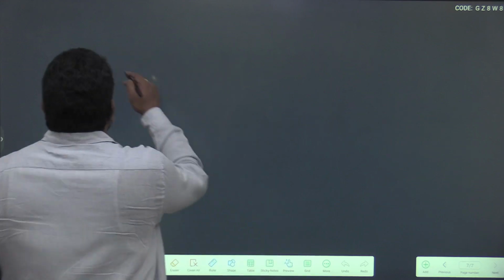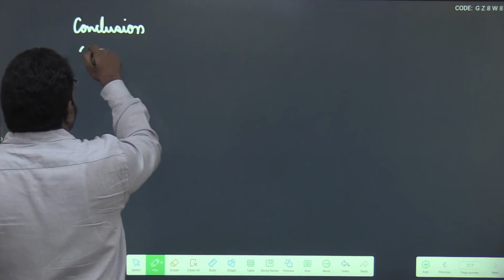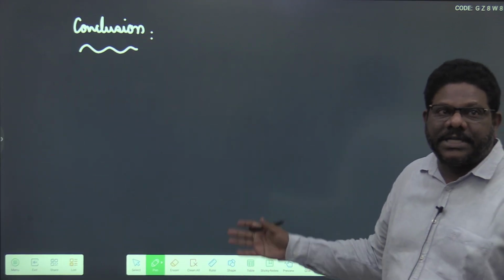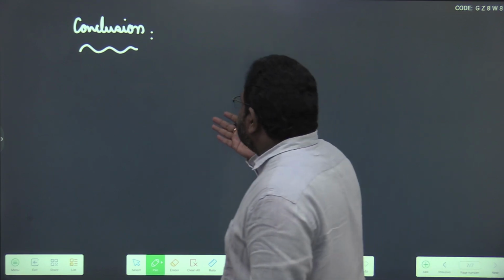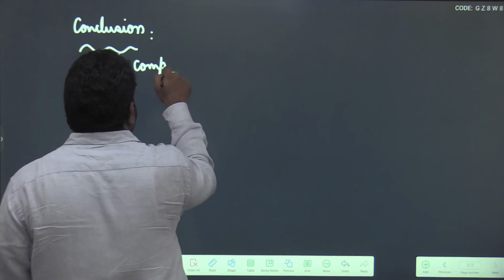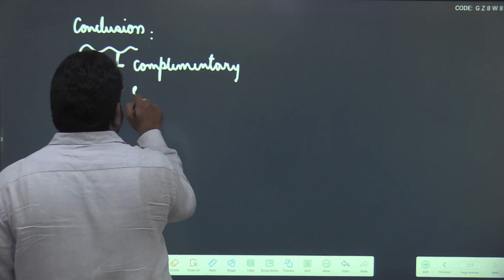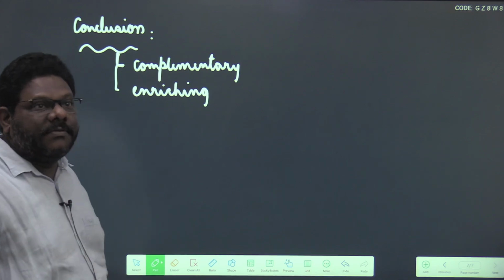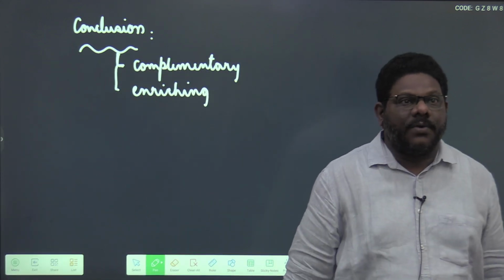Then coming to conclusion. Depending on the demand of the question, you can see that it is asking about anthropology and humanities. So obviously both subjects are complementing each other and enriching each other's study, fostering our understanding of various aspects of culture. So that is what we are going to conclude here.